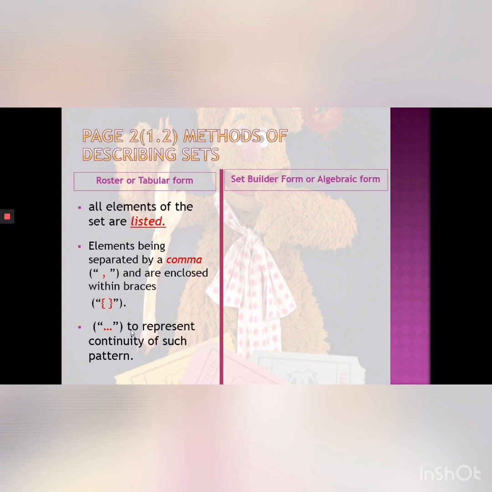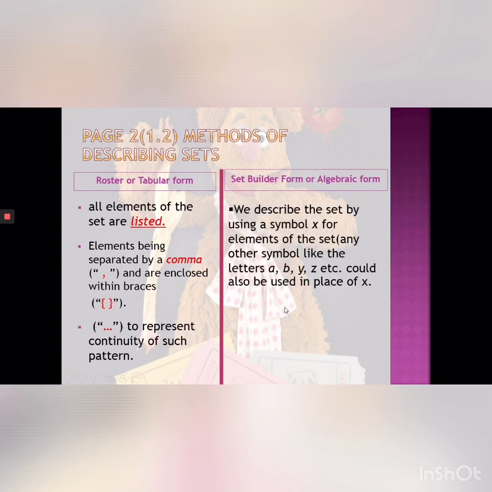And the last one is the three dots. You see the color red, the three dots, it represents continuity of such pattern. It means we can apply this if the elements are very long to write, but it has an ending point. It has ending elements rather. So please do not be confused with that. I will give examples later. So let's move on to the set builder form or algebraic form. When you say set builder form, we describe the set.